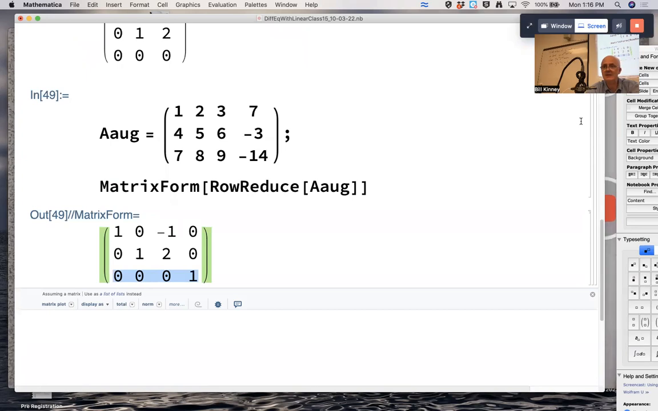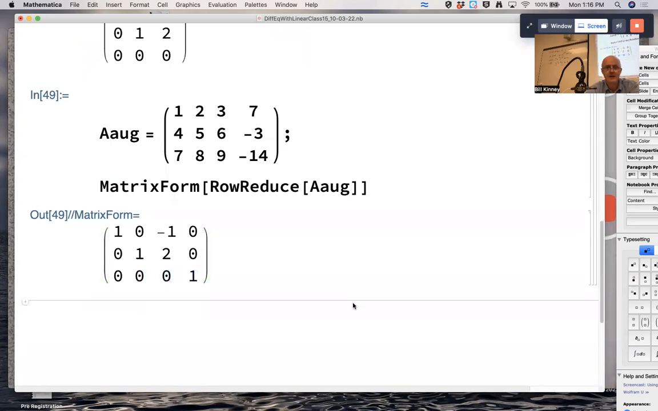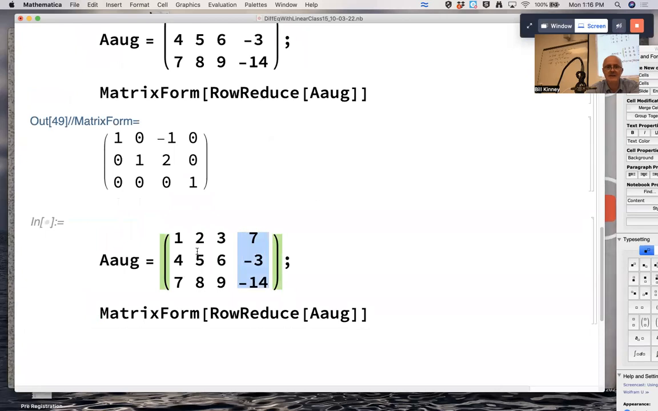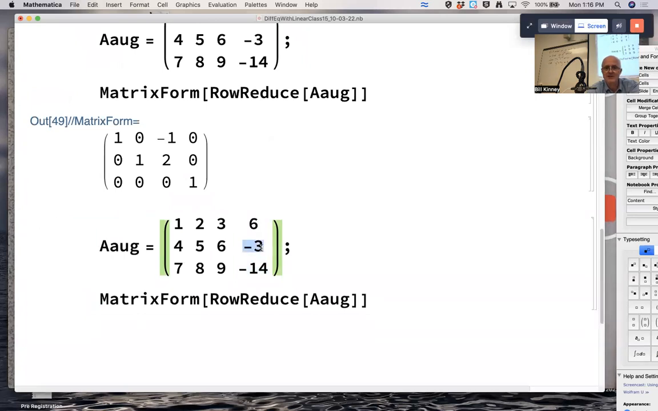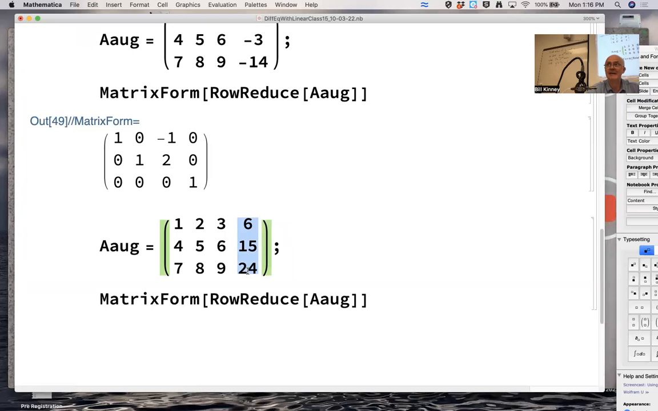How could I make it have a solution? I could make this last column be a linear combination of these columns. I could add them, for example. 1 plus 2 plus 3 is 6. 4 plus 5 plus 6 is 15. 7 plus 8 plus 9 is 24. I have made this column vector in the last column of this augmented matrix be the sum of the columns of A. By definition, it's got to be in the image of the corresponding linear transformation. It's got to be in what's called the column space of this matrix. It will be a consistent system if I did my arithmetic okay.